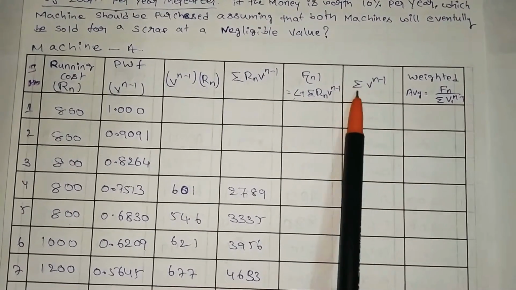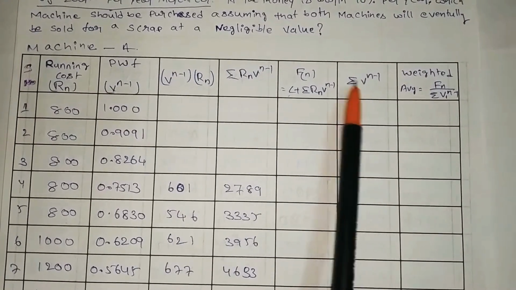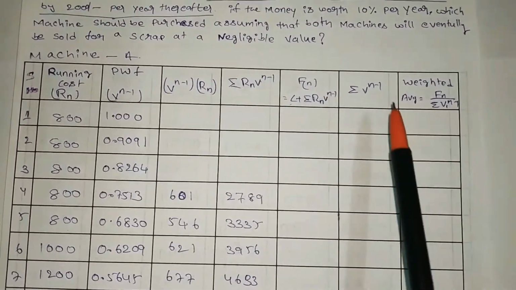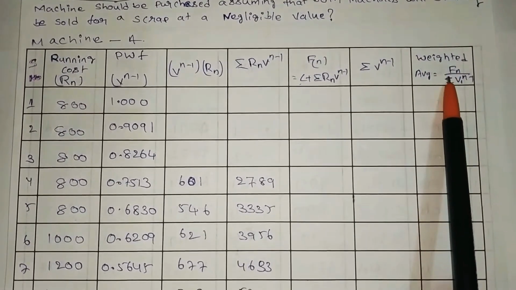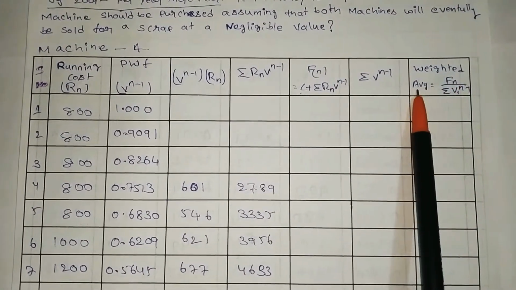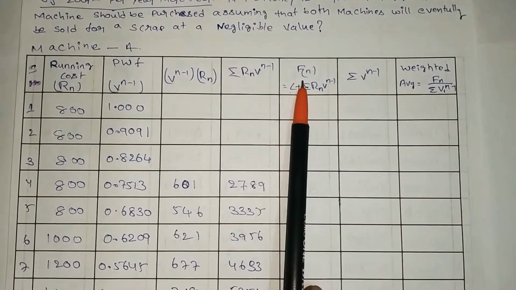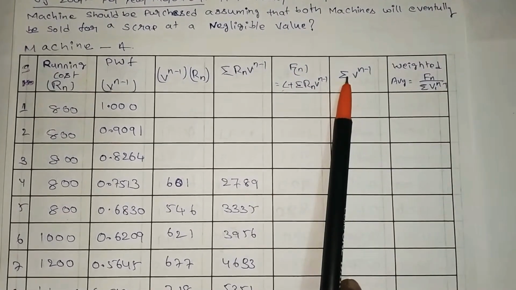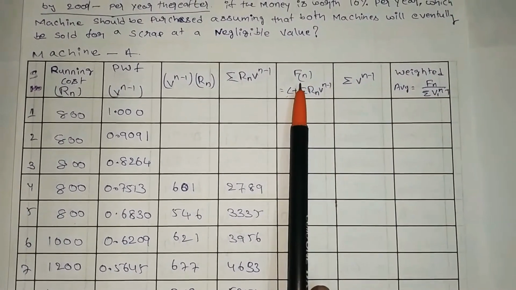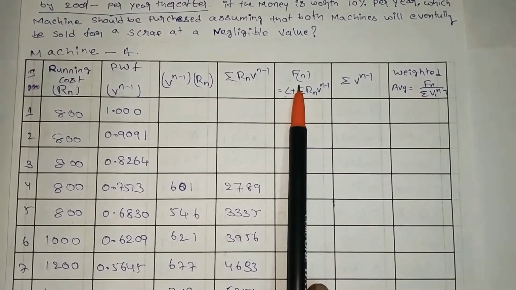The seventh column is the summation of v power n minus 1. The last final column is the weighted average. Weighted average is equal to the functional cost divided by the summation of v power n minus 1, columns 6 and 7.